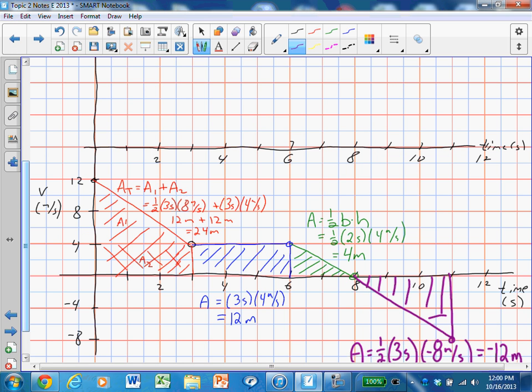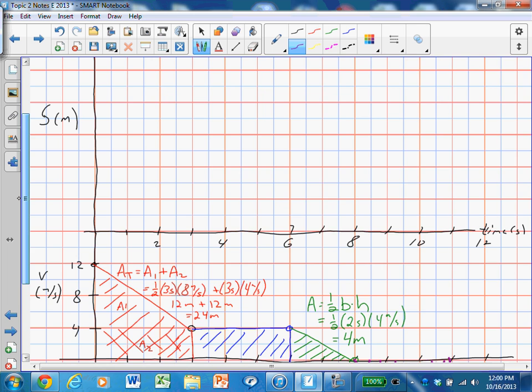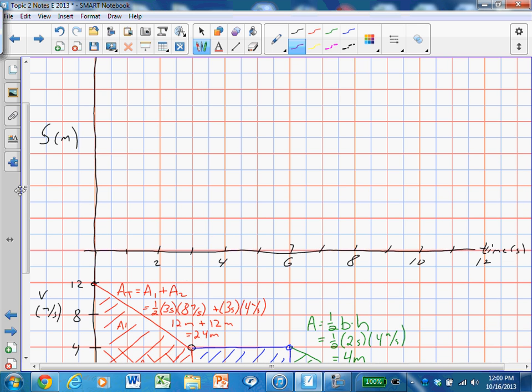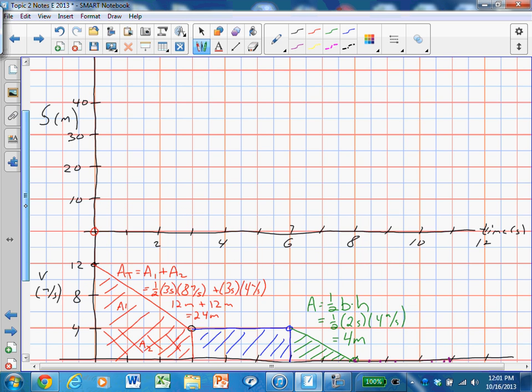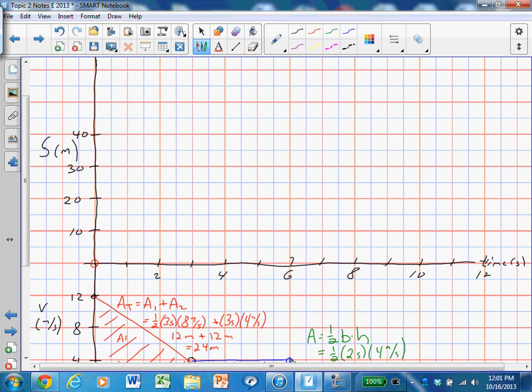So I have to go up at least 40 meters. 10, 20, 30, 40. That's fine. So in the first one, the red one, I start at 0. And by the time I get to the end of the red, I've gone up 24 meters. So by 3 seconds, I go up 24 meters. It's right there. But let's see what our velocity does.